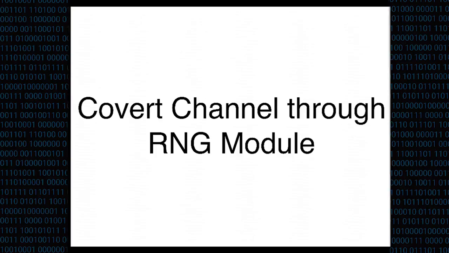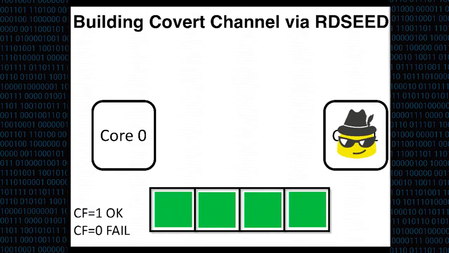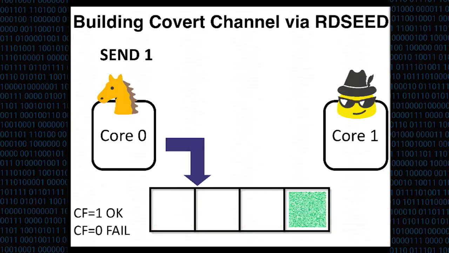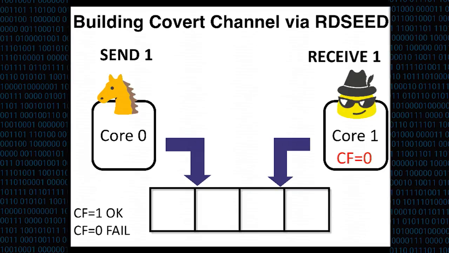So now let's see how we can use these observations to create a covert channel through this unit. Basically, we have a Trojan and a spy, two processes that want to communicate. One sits on core 0, one sits on core 1. They're going to hit this random number generation unit, this buffer, and try to create contention or not. If the Trojan wants to send a 1, what is it going to do? It's going to consume all the entries in this conditioner buffer. Then core 1 is going to perform an access. It's going to fail because there is no data in the buffer. And so core 1, our spy, will figure out that the Trojan is trying to send a 1 because the flag is 0.